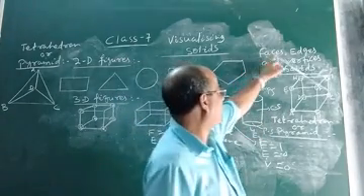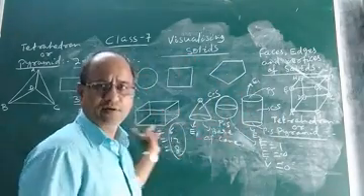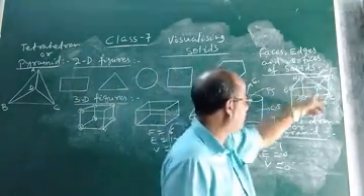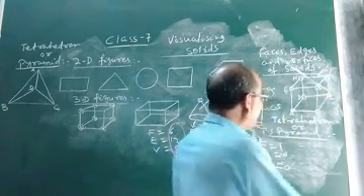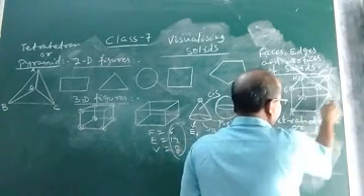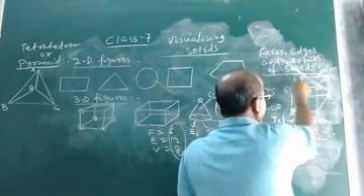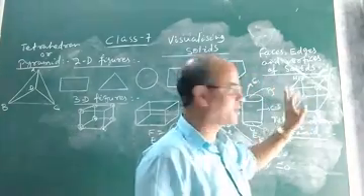Now, regarding faces, edges and vertices of solids, I told you while discussing these 3-dimensional solids. Here I have drawn the figure of a cube, and I have shown the vertices. You can easily name the vertices: vertex A, vertex B, vertex C, vertex G, F, D, E and H. These are 8 vertices of the cube, which is a 3-dimensional solid.